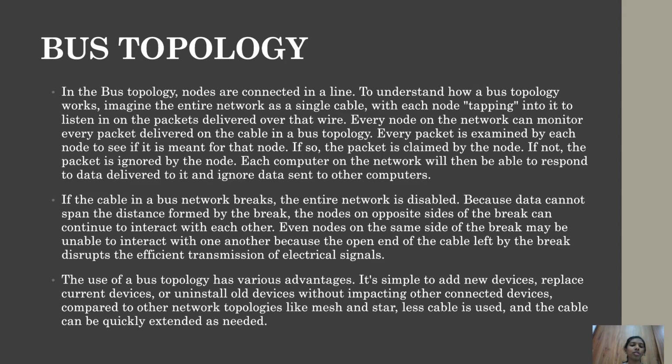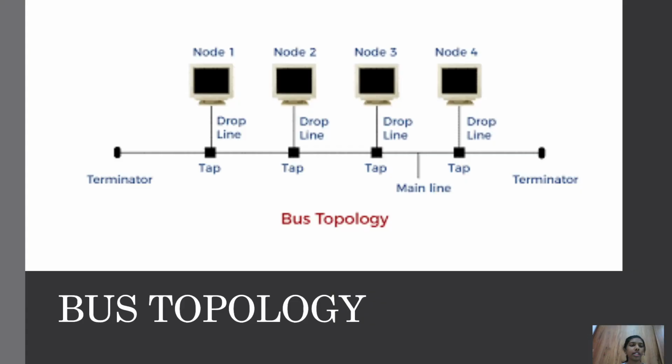The use of bus topology has various advantages. It's simple to add new devices, replace current devices, or uninstall old devices without impacting other connected devices, compared to other network topologies like mesh and star. Less cable is used and the cable can be quickly extended as needed. This is the diagrammatic view of the bus topology.